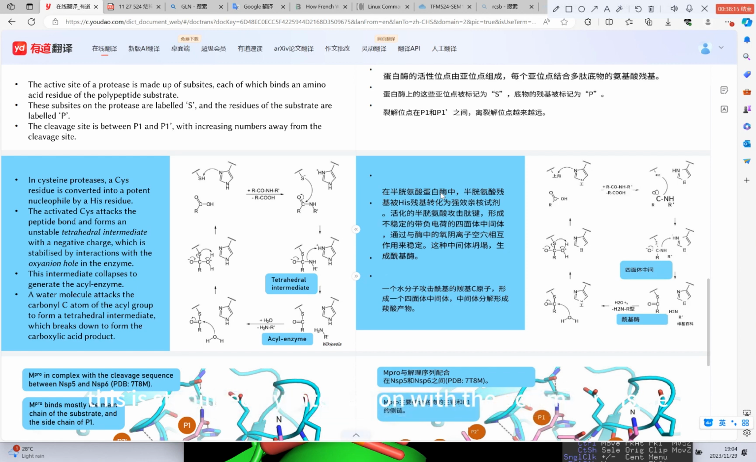This is stabilized by interaction with the oxyanion hole in the enzyme, which will stabilize this one. So literally, to generate acyl enzyme. So this one immediately is not stable, it will collapse into an acyl enzyme and release part of the product.